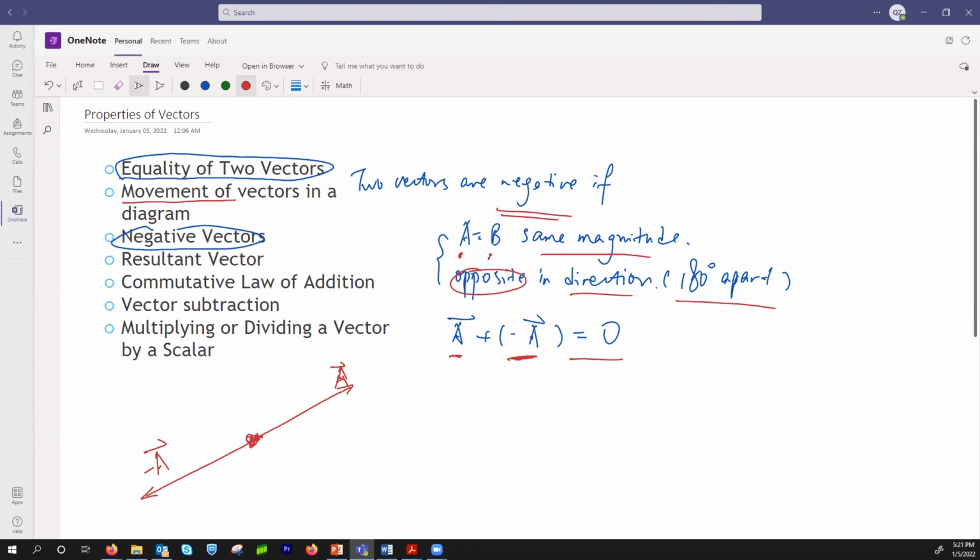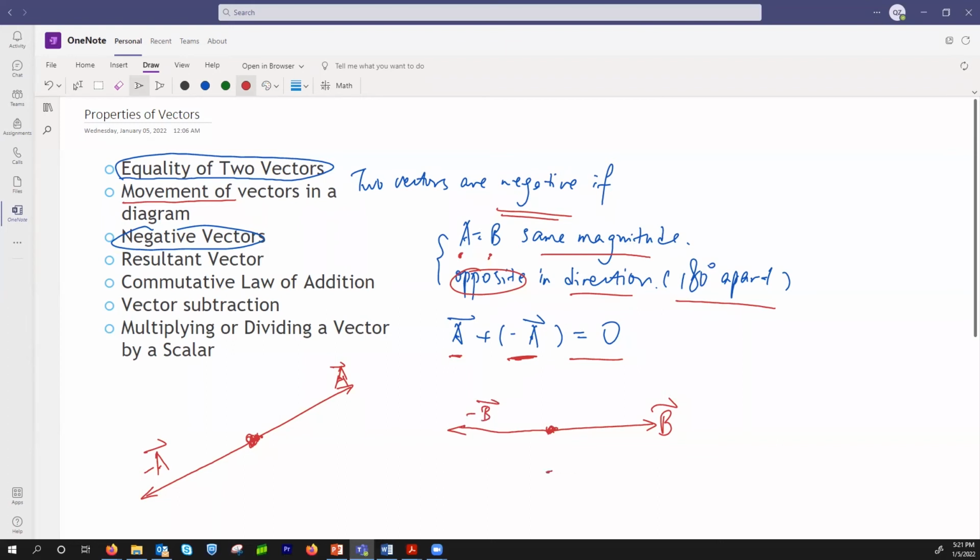Okay, let's give another example. What if I have a vector right now, let's call it B, and what should be the negative vector? So again, you can start off at the same point and go in the opposite direction and have the same magnitude, and you can name this as negative B.